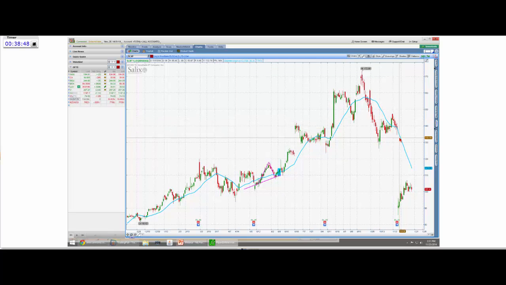Let's see if there's anything recently. No, I don't see anything recently, although this momentum lower is still intact, very much intact. So you might want to keep an eye out for a reversal signal up in here.